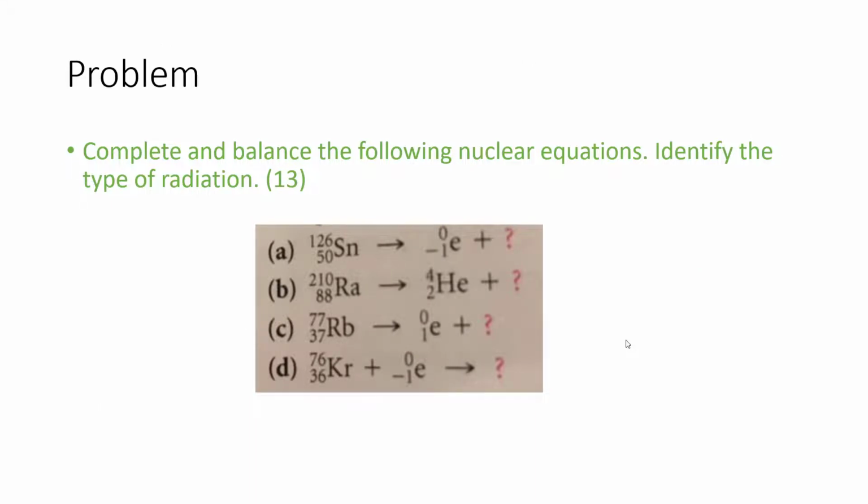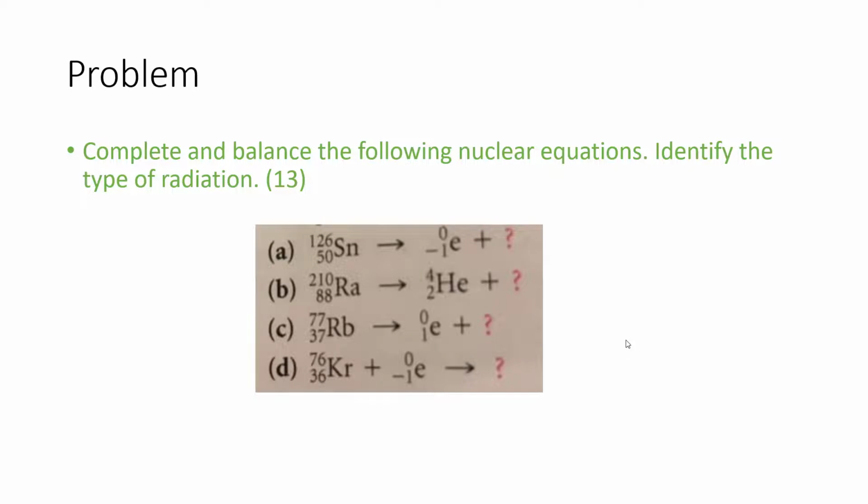Okay, so our last slide of the day today is to look at these different types of reactions here and identify each of the reactions as either alpha radiation, beta radiation, positron emission radiation, or electron capture. So I invite you to pause the video and work through those yourself. Okay, so we'll work through these together now.